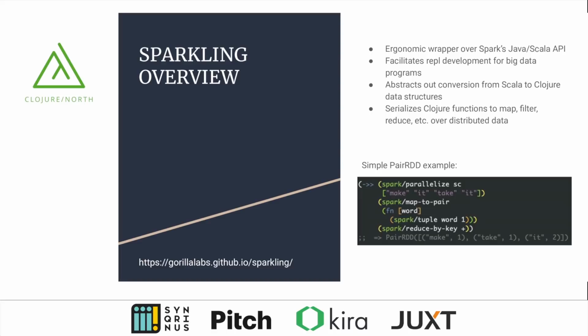So this is the same Spark program that was in Scala earlier, as a Clojure program. We have a vector, we convert it to a Spark RDD with a parallelize function. Map to pair is a function which creates a pair RDD from Scala tuples.